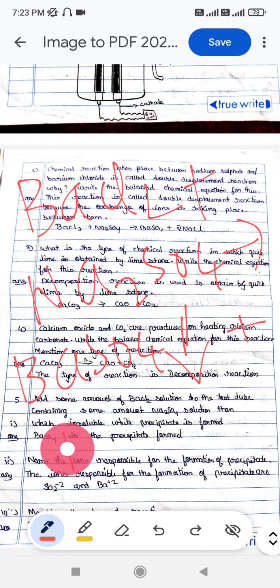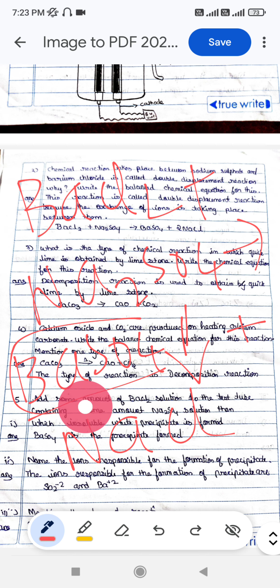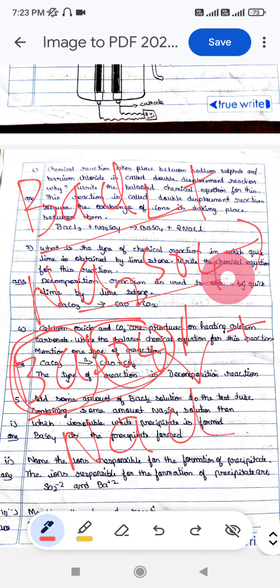And the salt that forms here is sodium chloride, correct? The first question: which insoluble substance is produced here? Barium sulfate is the precipitate formed in this reaction. The second question: which ions are responsible for this reaction? We already discussed it. Sulfate ions are responsible, and the other is barium ions. Which kind of reaction? We can say this is a double displacement reaction.